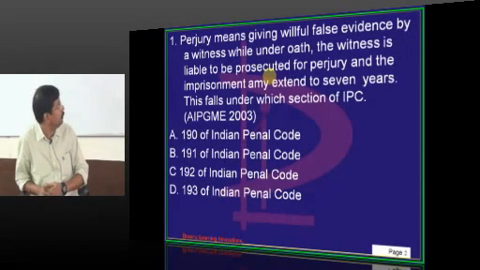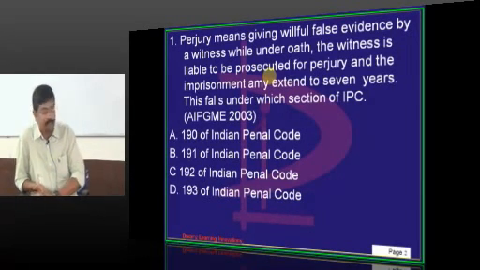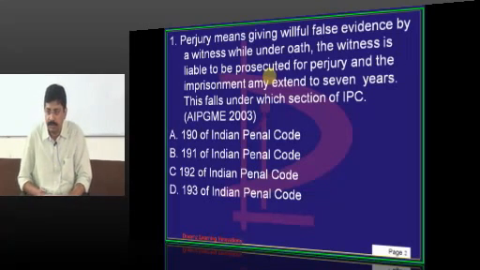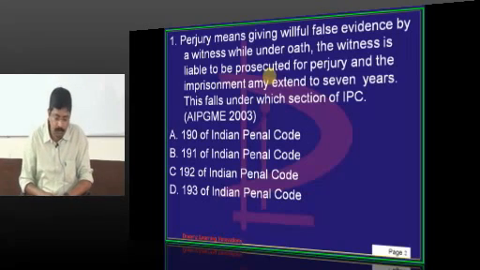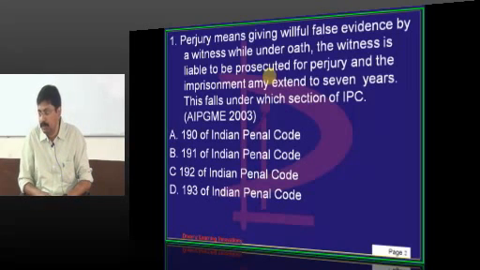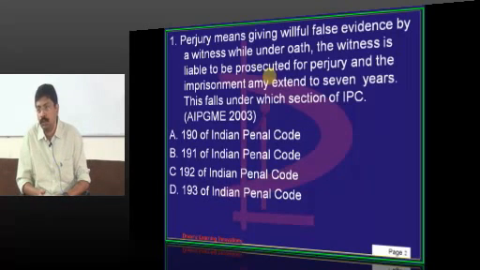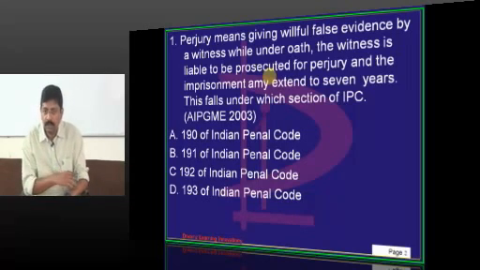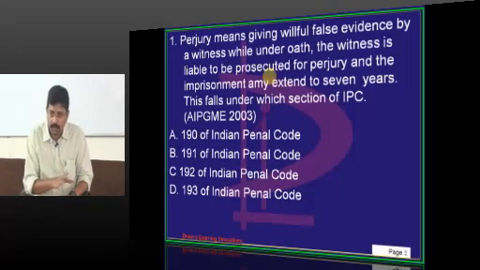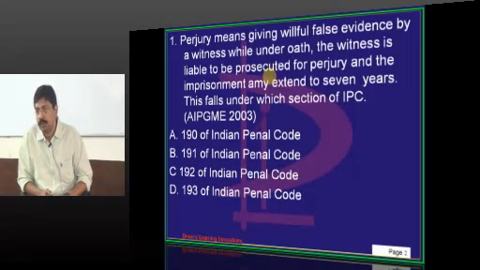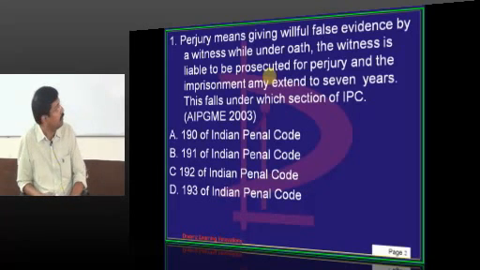Perjury. Perjury means giving willful false evidence under oath. The example of perjury is a doctor going to give a witness in the court, or evidence as an expert in the court, under oath. You are taking an oath and then giving the evidence, and you are willfully giving some wrong information to the court, which results in the conviction or the acquittal of the accused. So that is perjury.